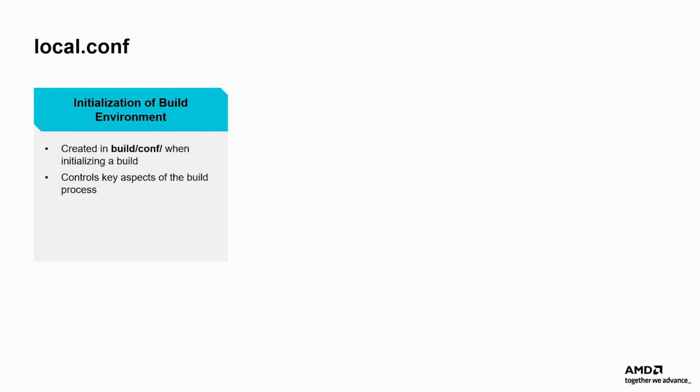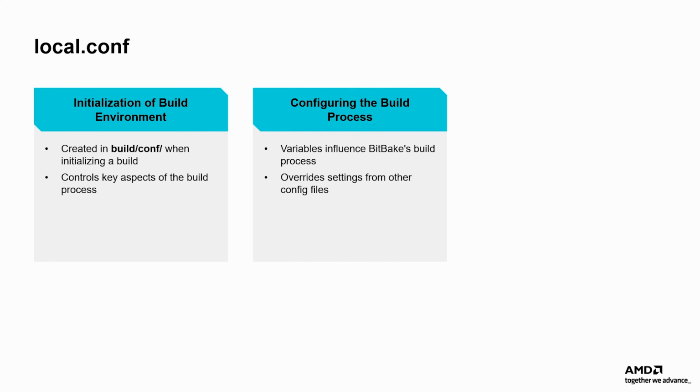When we initialize a build environment, a file called build/conf/local.conf is created. This powerful configuration file allows you to control almost every aspect of the build process. The settings in local.conf directly influence how BitBake compiles your custom Linux embedded OS stack. You can modify these settings or introduce new variables to override defaults from other configuration files.